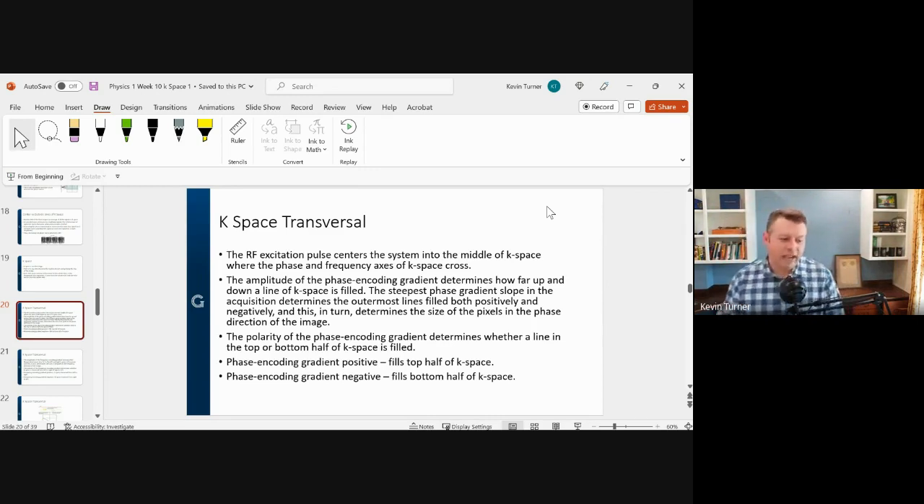So the polarity of the phase encoding gradient determines whether a line in the top or bottom half of K-space is filled. Positive, top; negative, bottom. If the phase encoding gradient is positive, then we are filling the top half of K-space. If the phase encoding gradient is negative, it fills the bottom half of K-space. Right?